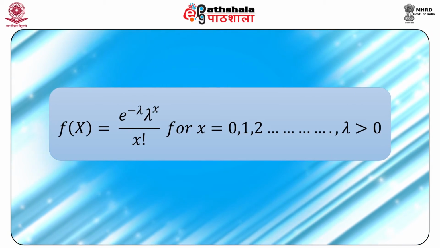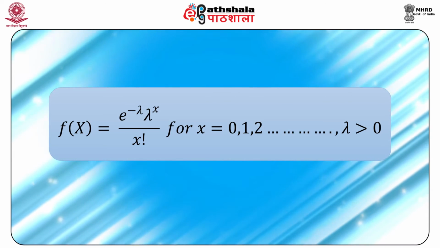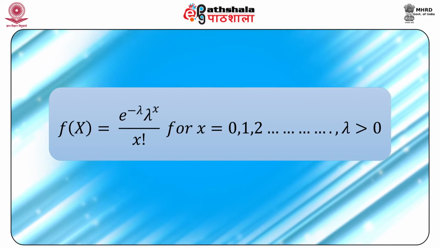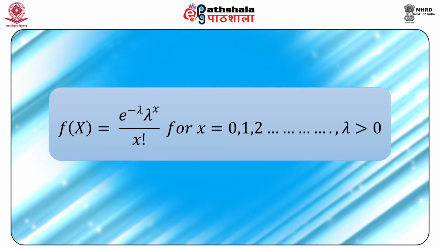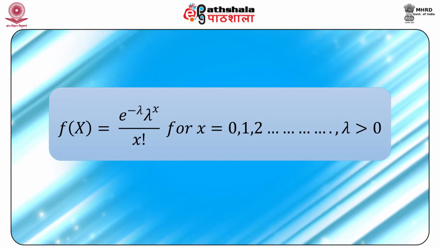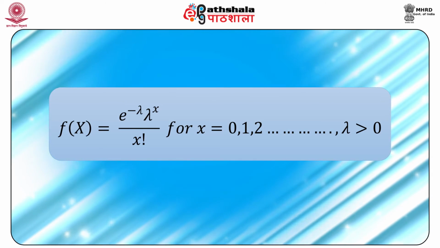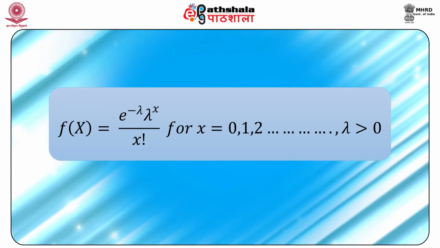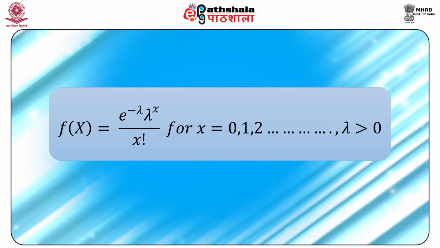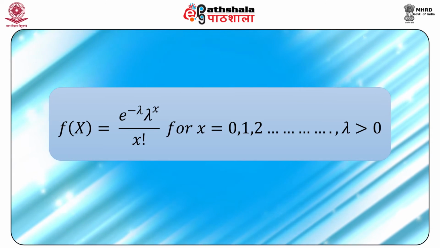Let's look at another distribution, the Poisson distribution, which is a discrete distribution. A random variable x follows a Poisson distribution if its probability distribution function is given as f(x) is equal to e raised to power minus lambda, lambda raised to power x upon x factorial, for x equal to 0, 1, 2 up to a particular number, which could be n, which is finite, and lambda is greater than 0. Now there is only one parameter lambda in this Poisson distribution.